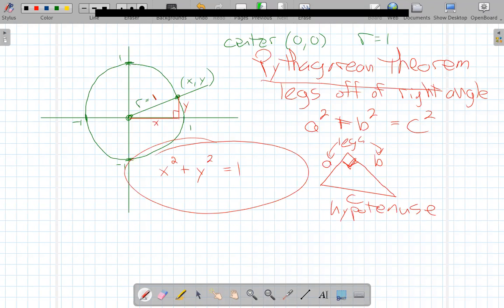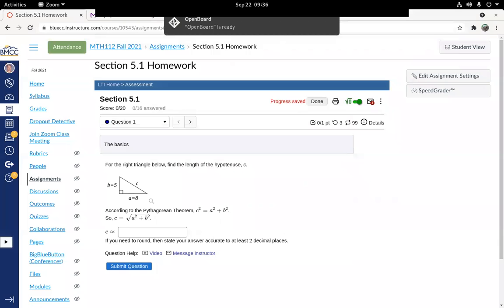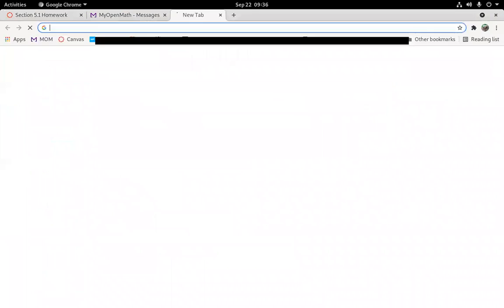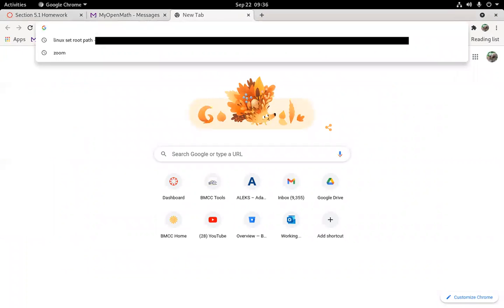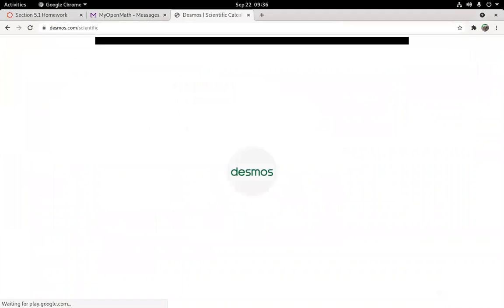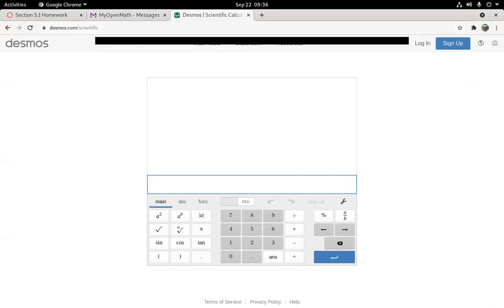You're going to need a calculator for this class. In the intro video, I recommended a few different calculators. So let's go take a look at some calculators. Zoom out of my way. All right, so one of them that I demonstrated yesterday is called Desmos, and hopefully you've used that. Oops, that's the scientific one.